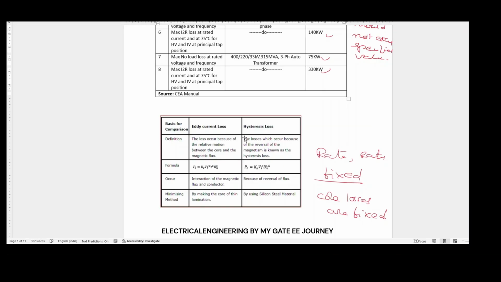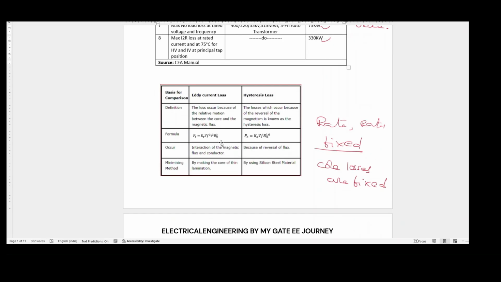Generally, students get confused. If someone asks, "What are the constant losses?" immediately they will say core losses or iron losses are constant. But these are constant only when voltage and frequency are constant. If a transformer is designed for a certain value of voltage and frequency, at that voltage and frequency these core losses are fixed. But if we change the voltage and frequency, these core losses will vary.